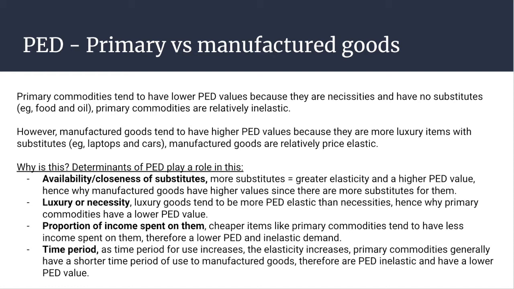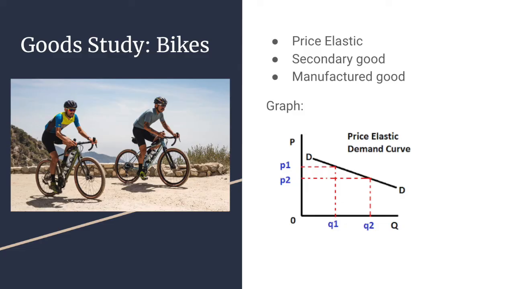Why is this? This is because of availability, luxury or necessity, proportion of income spent on them, and time period. Bikes are manufactured from other materials, making them a secondary or manufactured good. Bikes serve as a means of transport and have a relatively low necessity compared to the relatively high number of substitute goods for transportation. Combined with their status as a secondary good, this makes bikes relatively price elastic.